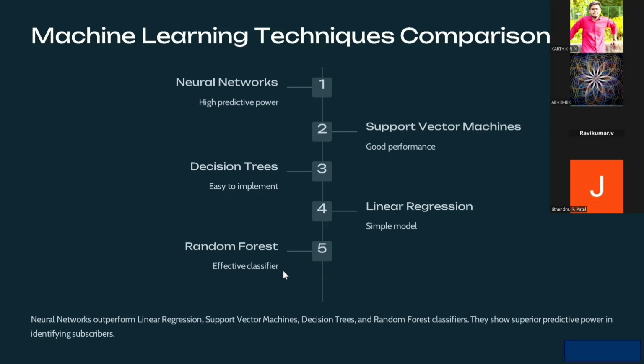Myself, Karthik R. Now we are going to explain machine learning techniques comparison. The first one is neural networks. The key feature of neural networks is high predictive power. Next one is support vector machines. The key feature is good performance. Next one is decision trees. Decision trees are easy to implement. Next one is linear regression. We can make a simple model with linear regression. Next one is random forest. Random forest classifies effectively.